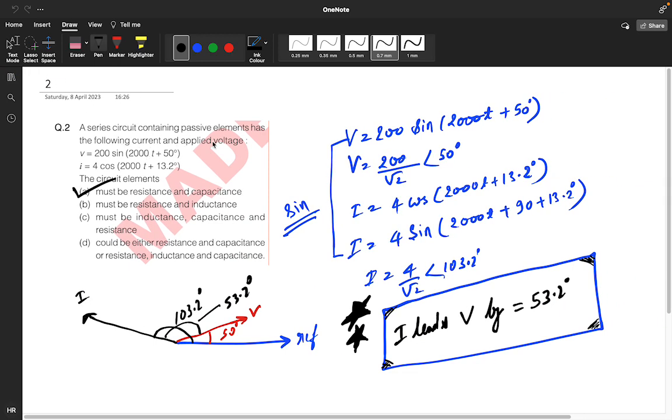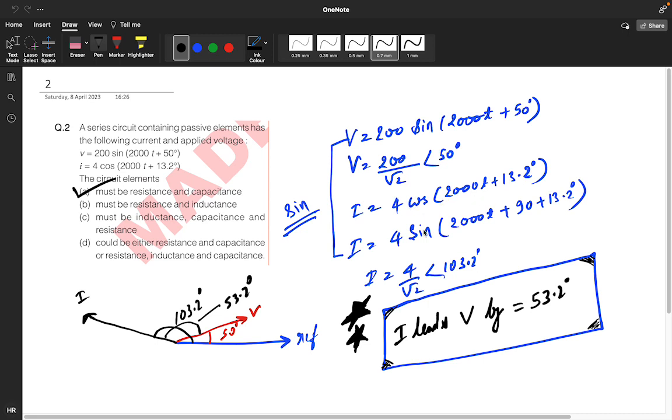A series circuit containing a passive element, one voltage is given 200 sine 2000t plus 50 degree, and the I value is given 4 cos 2000t plus 13.2 degree. See here, one is in the sine term, one is in the cos term. So what you need to do, convert both into the same term. So v is equal to 200 sine 2000t plus 50 degree. We can write it as 200 by root 2 at an angle 50 degree. And 4 cos 2000t plus 13.2.